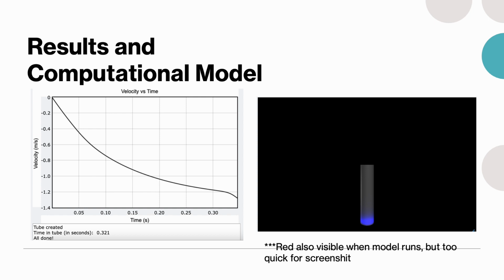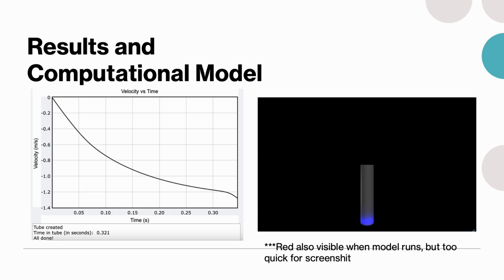So for our results, we have the graph of the computational model, as well as an image of what the simulation looked like. On the right, the simulation looks as though we only have the blue in it. However, there is red and blue. It's just that the simulation occurred too quickly, or in less than a second actually, so I was only able to capture the end result.